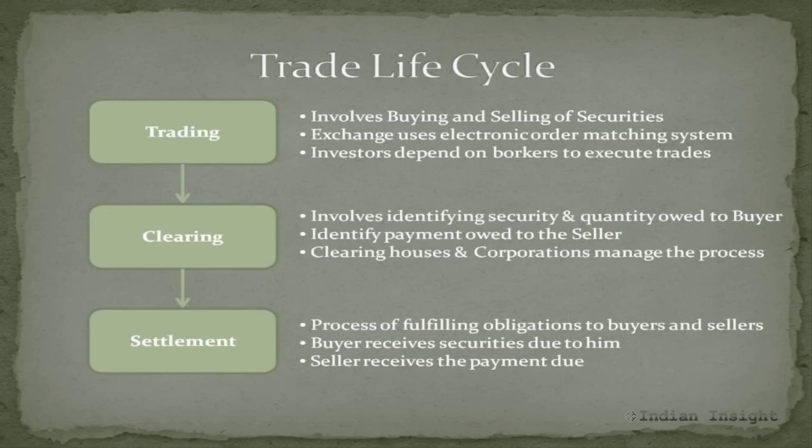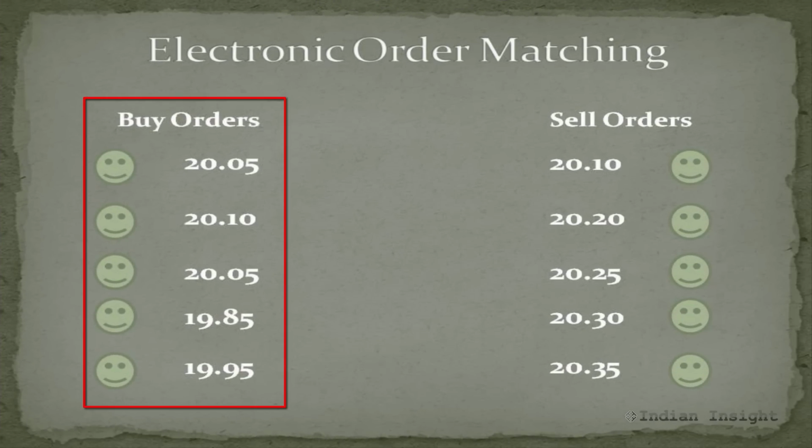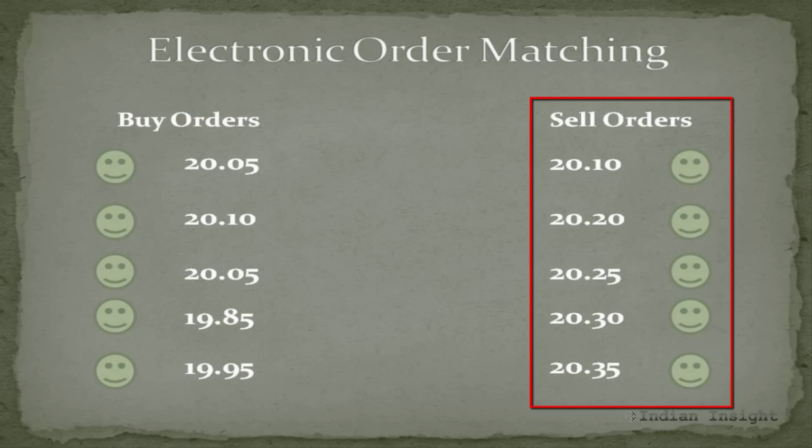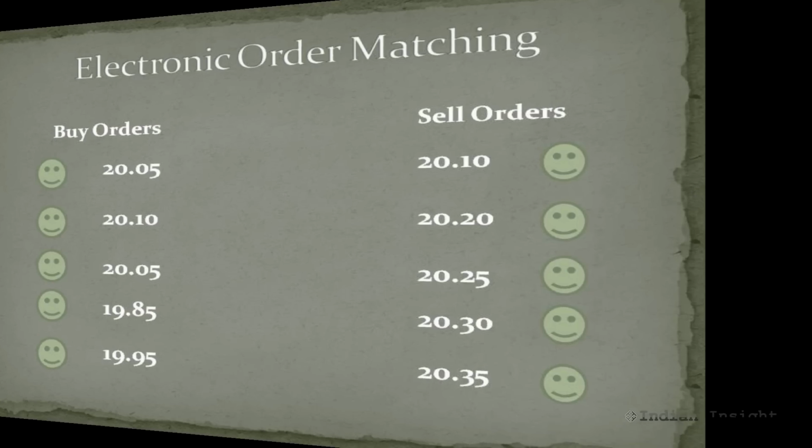Exchanges use electronic order matching systems where they essentially match buy and sell orders from different people so that the trade may be executed. So for example, if these are the various buy orders on a security and these are the various sell orders, the matching system tries to see if there is a match between a buy and sell order at a particular price, and if so, fills both the orders. By doing so, the exchange facilitates efficient, speedy, and anonymous execution.